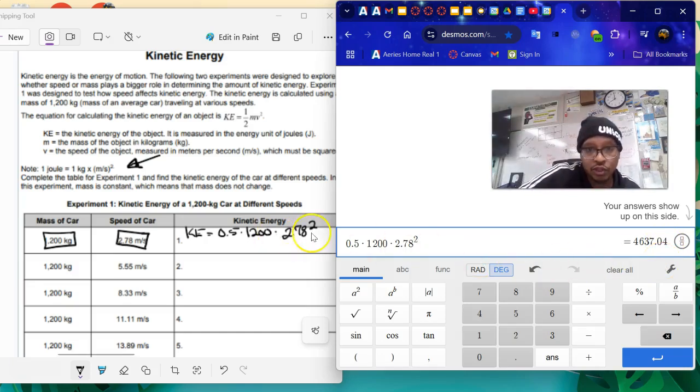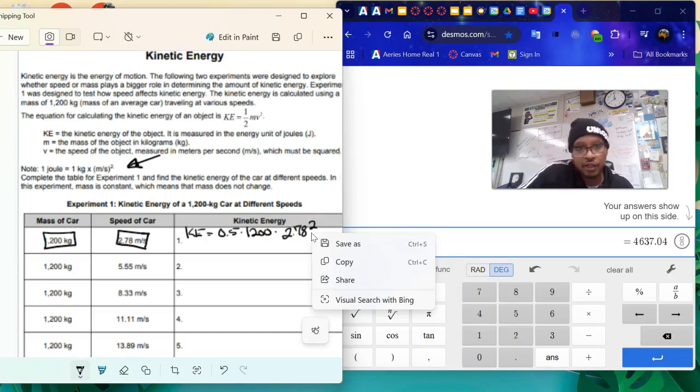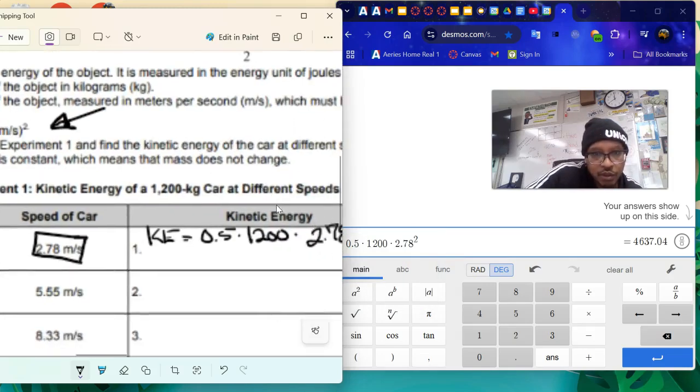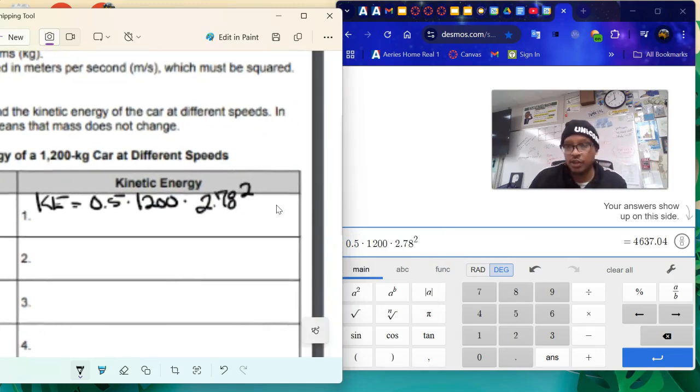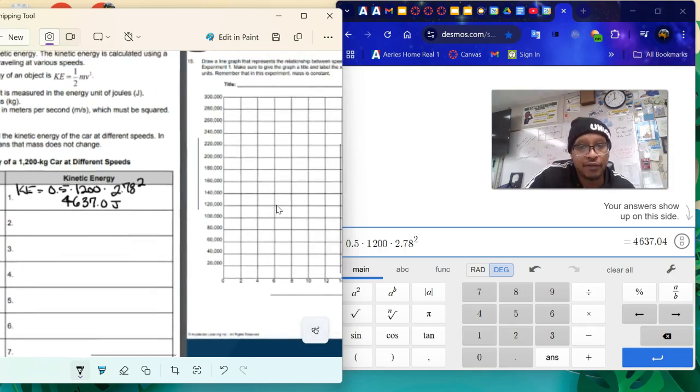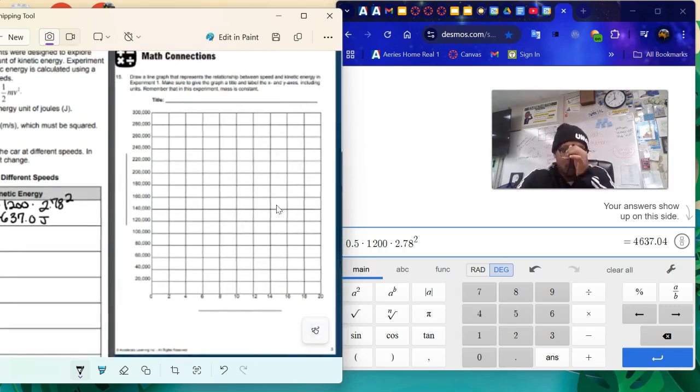Okay, cool. So let's go over here and zoom in just a little bit. And then I'm going to go ahead and put the answer in there. 4,637.0 joules. Okay, cool. That's really how you do this entire thing. So get the math done, and then here we go.